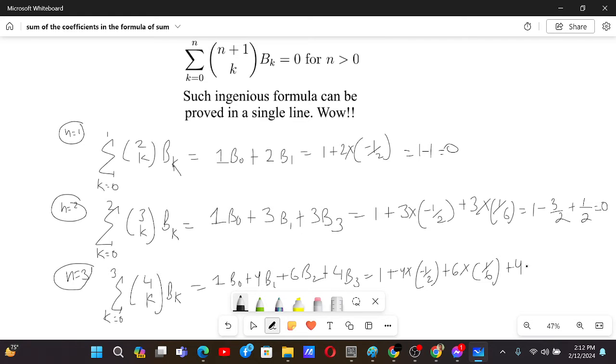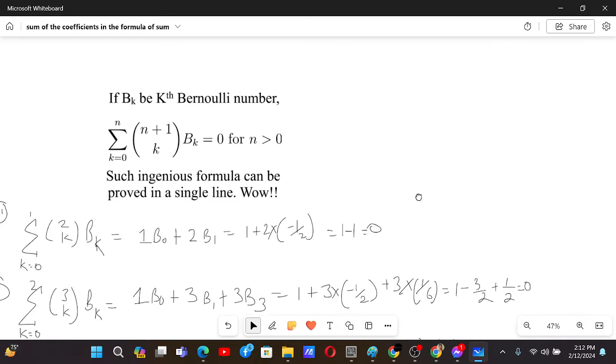And b_3 is just 0. If you want a proof of why the Bernoulli number is 0 when the index is an odd number greater than 1, the proof is here. Okay, so now this is 1 minus 2 plus 1 plus 0. This is just 0. So we see that this is in fact true for n equals 1, n equals 2, n equals 3.